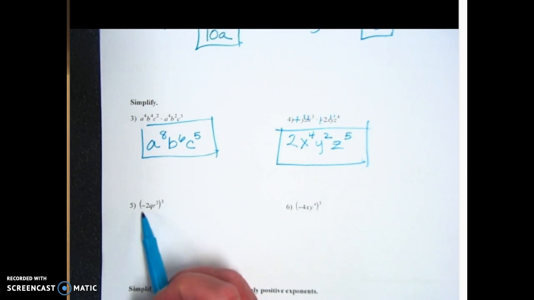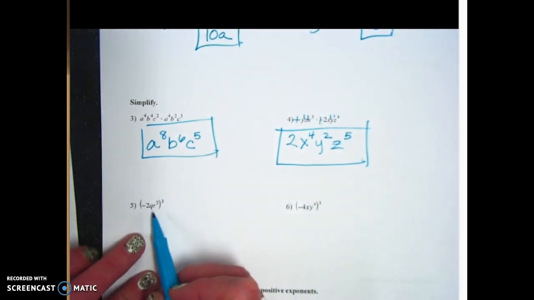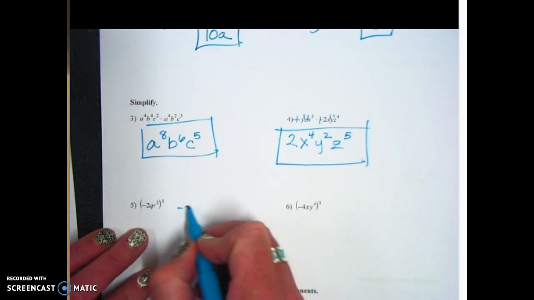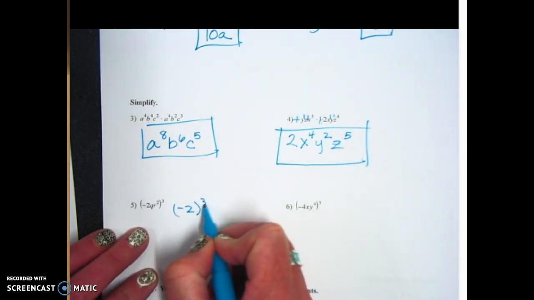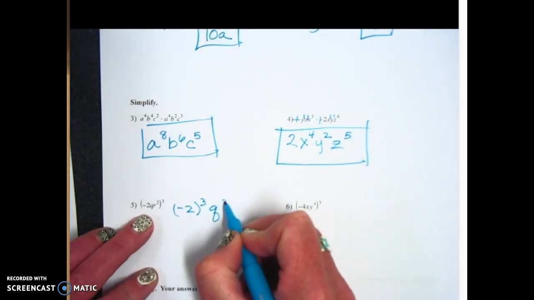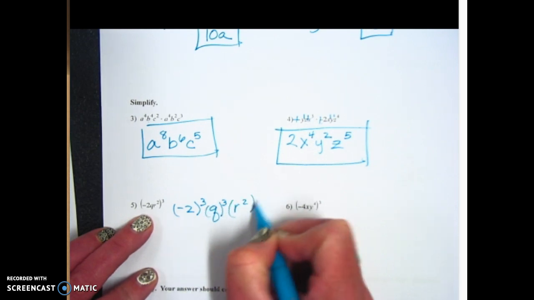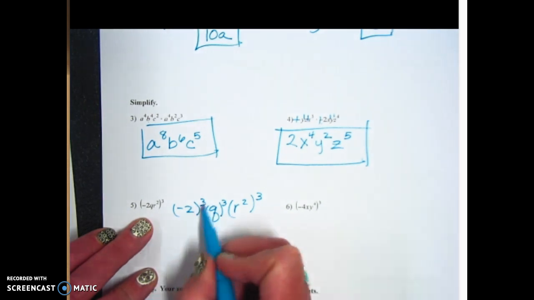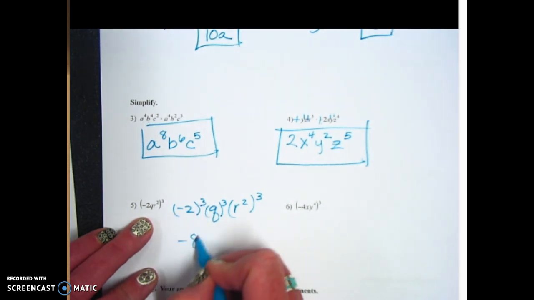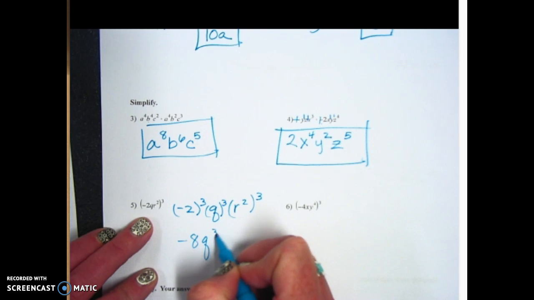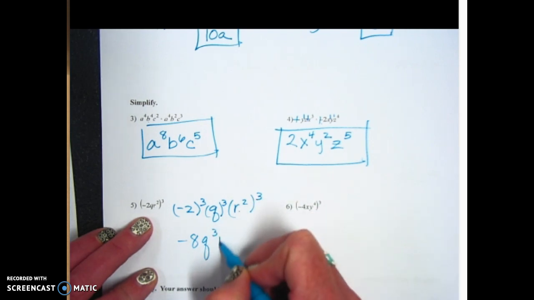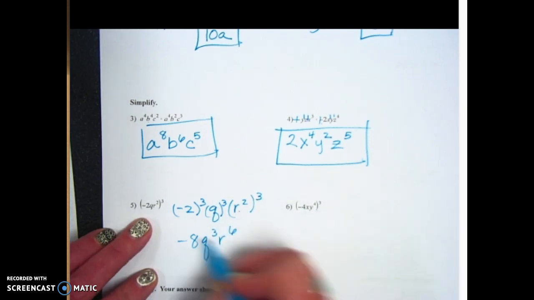All right, number 5, everything in those parentheses needs to go to that power, including the negative 2 to the 3rd power, the q to the 3rd power, and the r to the 2nd to the 3rd power. So negative 2 to the 3rd power is negative 8, q to the 3rd is q to the 3rd, and r to the 2nd to the 3rd is r to the 6th.